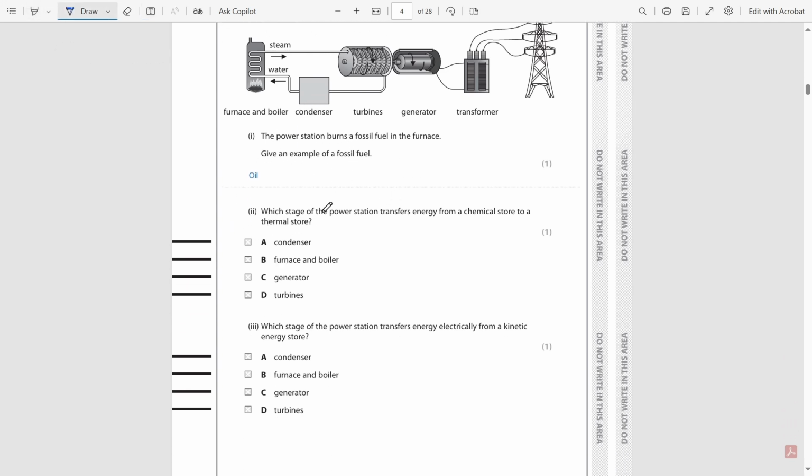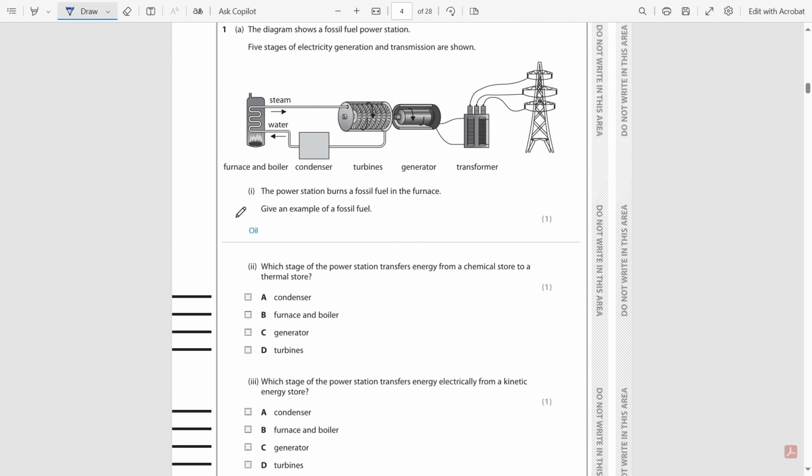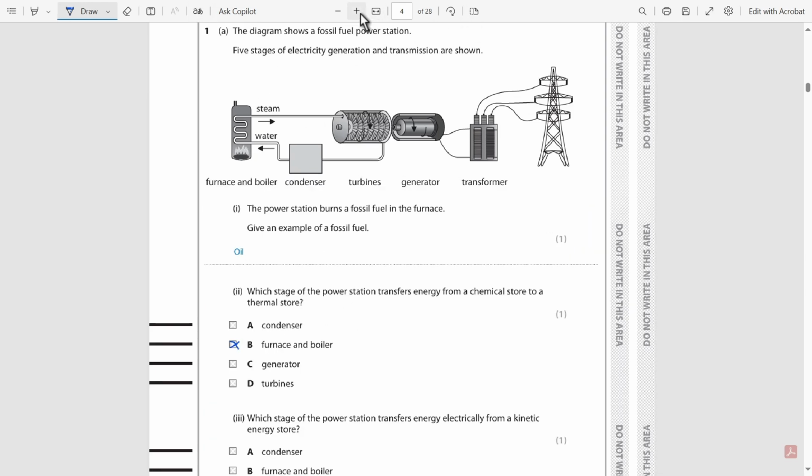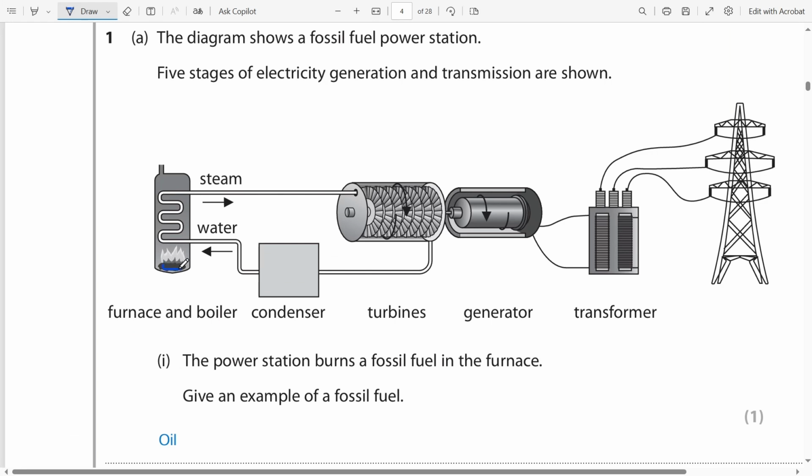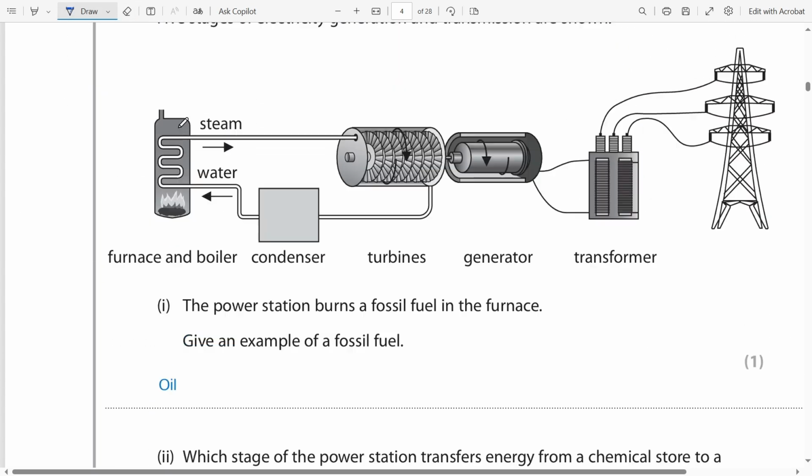Which stage of the power station transfers energy from a chemical store to a thermal store? So this part, guys, it's in the furnace and boiler. I'm just going to put furnace and boiler. Yeah, guys, it's the furnace and boiler because if we zoom in real quick, let's say that this is a bunch of oil, right? And when we set it on fire, the chemical reaction of combustion would happen.